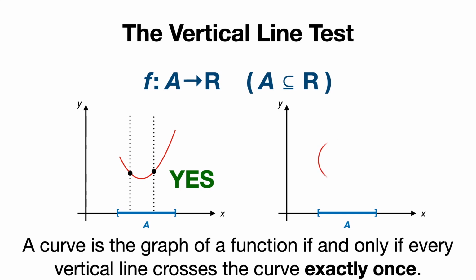On the other hand, consider this curve in the plane. If we draw this vertical line, it crosses the curve twice, and that's not allowed. Moreover, this second vertical line does not cross the curve at all, and that's also forbidden. So this is not the graph of a function.